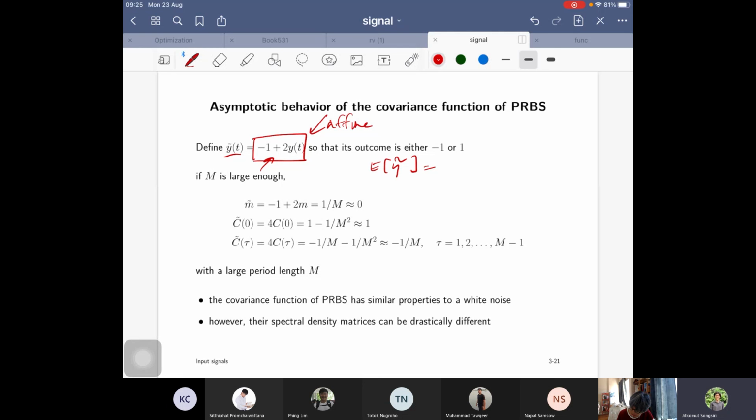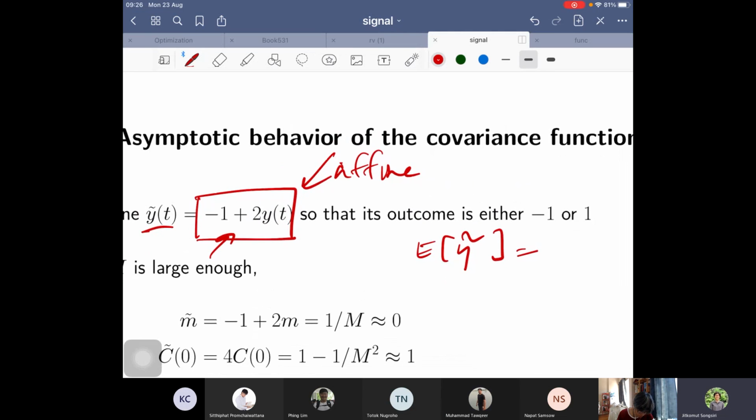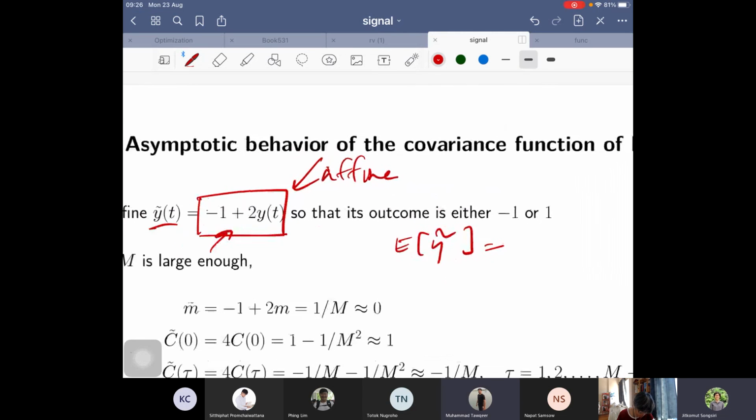Totok? Totok? Oh, Totok is gone. I'm here, but I don't have answer yet. You don't have the answer yet? Muhammad. Sorry, ma'am.